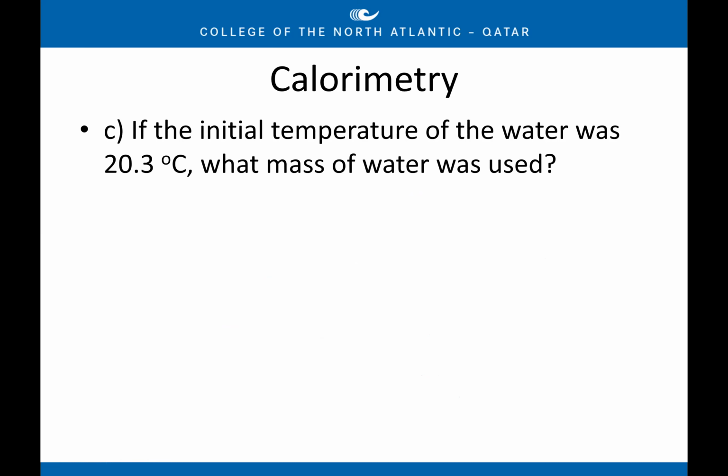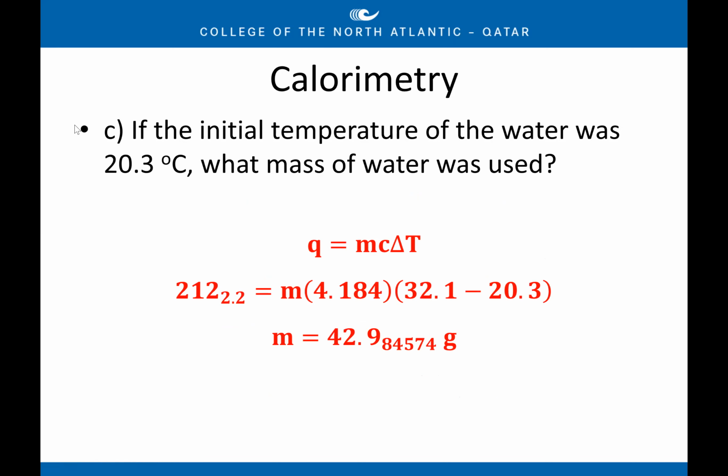Now, this is a tricky question. Well, trickier than the last question. Part C. Okay, now we got to put our thinking hats on. If the initial temperature of the water was 20.3 degrees Celsius, how much water was in that beaker? What a cool, interesting question. If you did this in the lab, you could calculate the mass of water. Now, why would you? You could just weigh it or measure it on a beaker, but you could do this. This is a real question.